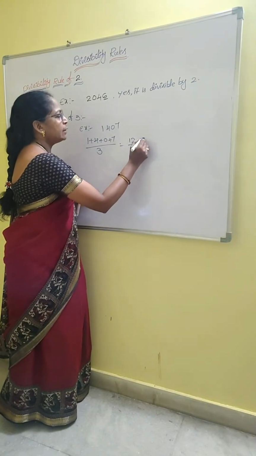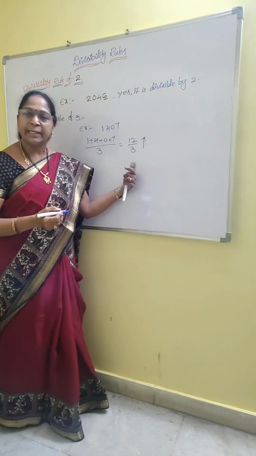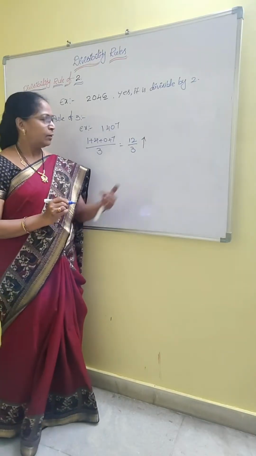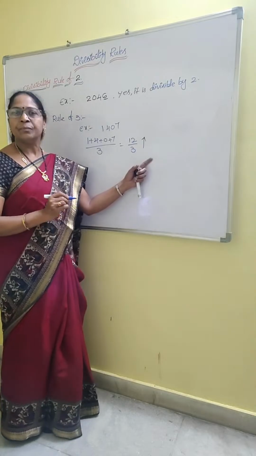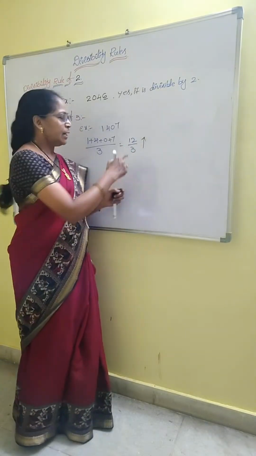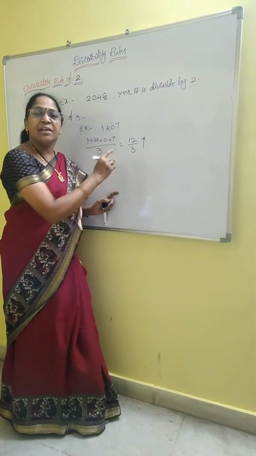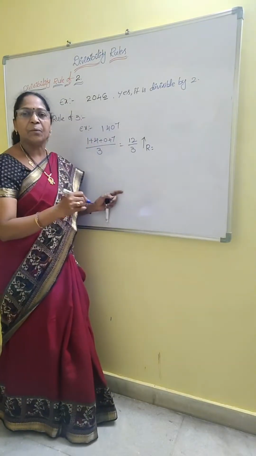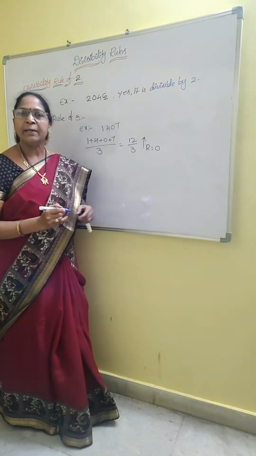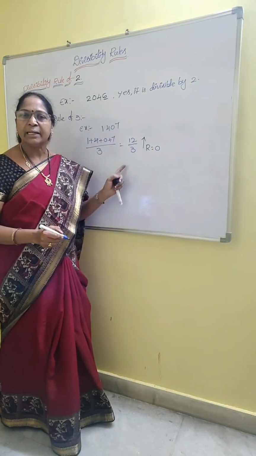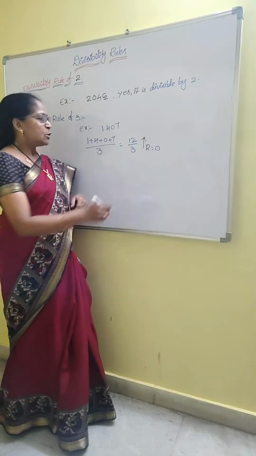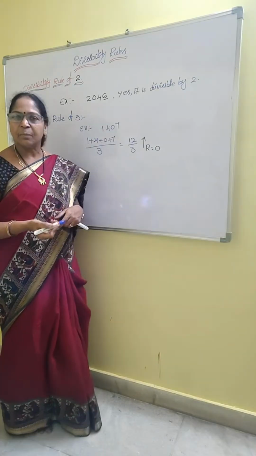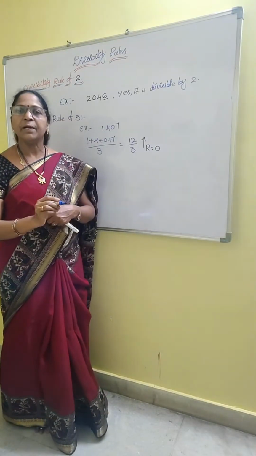12 divided by 3. Whenever 12 is divided by 3, how much remainder are you getting? Can you say? You can write the answer in the comment section. 12 by 3, 3 fours are 12. That means the remainder is 0. Whenever the remainder is 0, that number is exactly divisible. So the given number is also divisible by 3. That is the divisibility rule of 3.